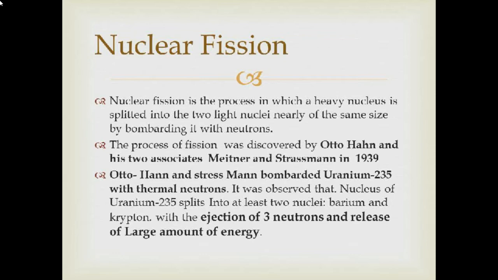Hahn and Strassmann bombarded uranium-235 with thermal neutrons. It was observed that the nucleus of uranium-235 split into at least two nuclei, barium and krypton. It can be other nuclei also, but in major it is barium and krypton with ejection of 3 neutrons. Very important, 3 neutrons are liberated, and a tremendous amount of energy is evolved.